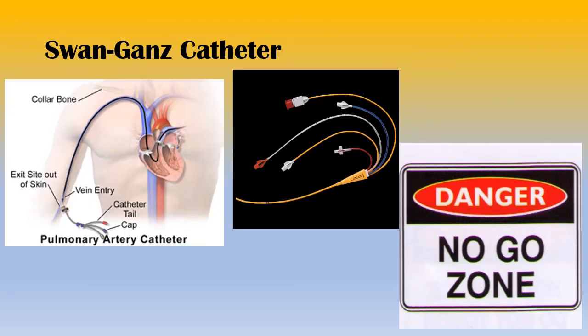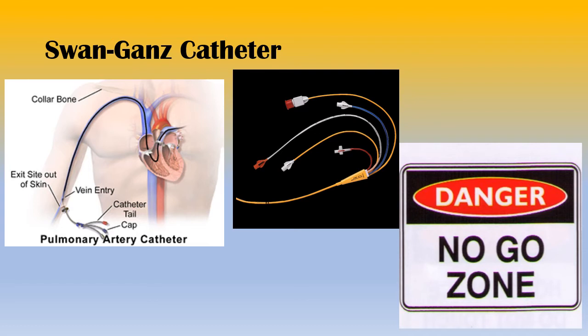The Swan-Ganz Catheter is a really complicated device. It had fallen out of favor for a long time, and they're starting to make a comeback now. It's either inserted through the cephalic vein in the arm or the IJ in the neck, and it actually goes down into your heart. Not just into the vena cava like most central venous lines, it actually goes into the heart. The bottom line is this is a no-go zone.